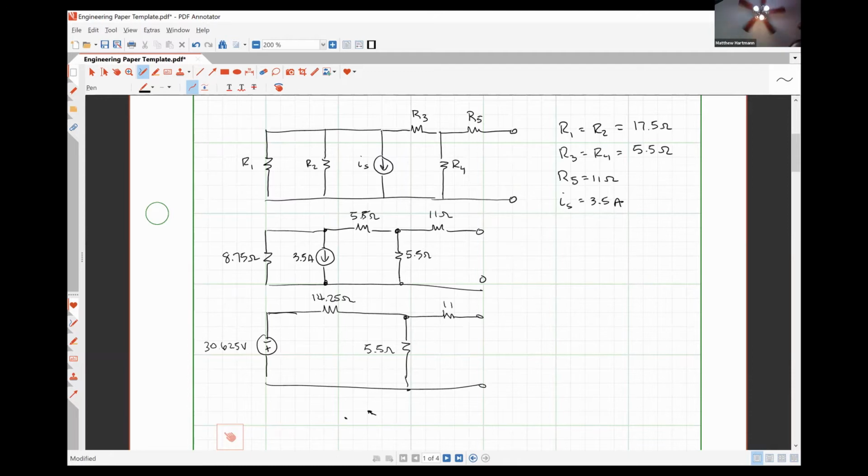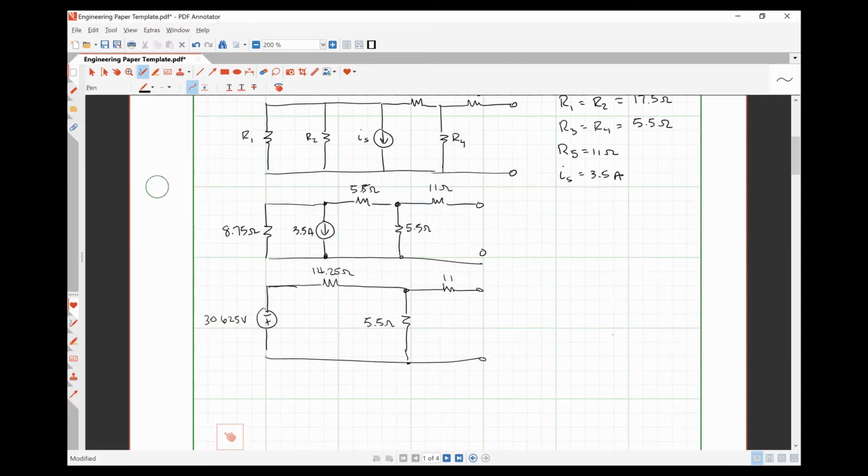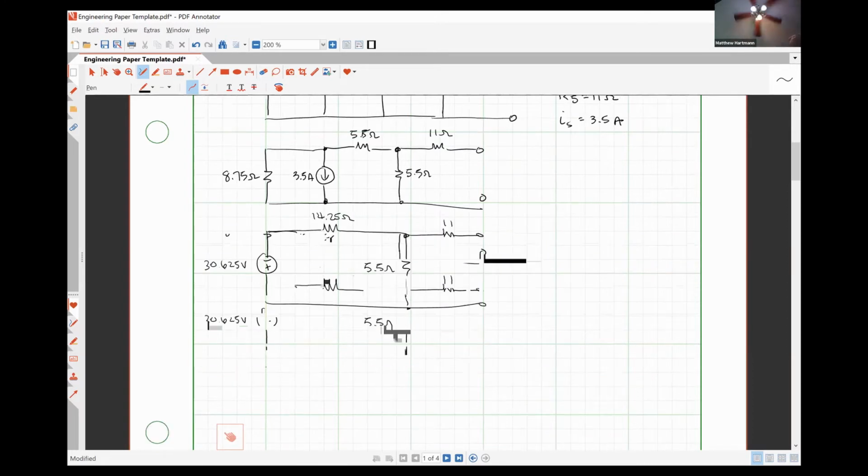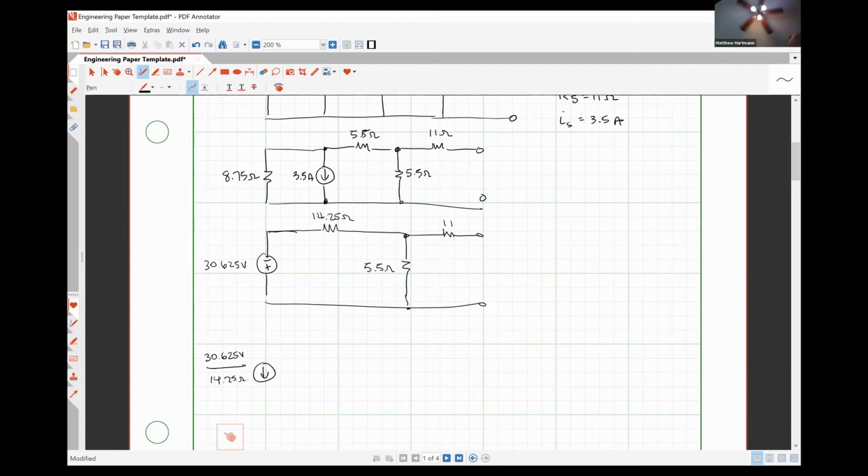So what would I do next? Transform it back into a practical current, and then that's in parallel with the 5.5. That is correct. So we're going to have a current source direction down. That is 30.625 volts divided by 14.25 ohms, whatever that is. And I'm just going to leave it like that for now.